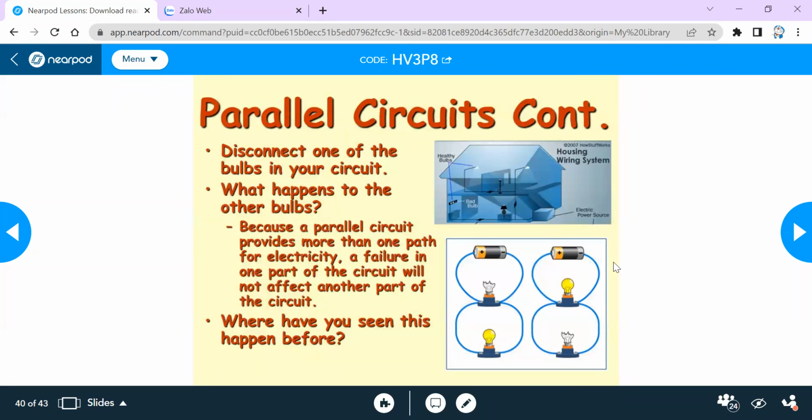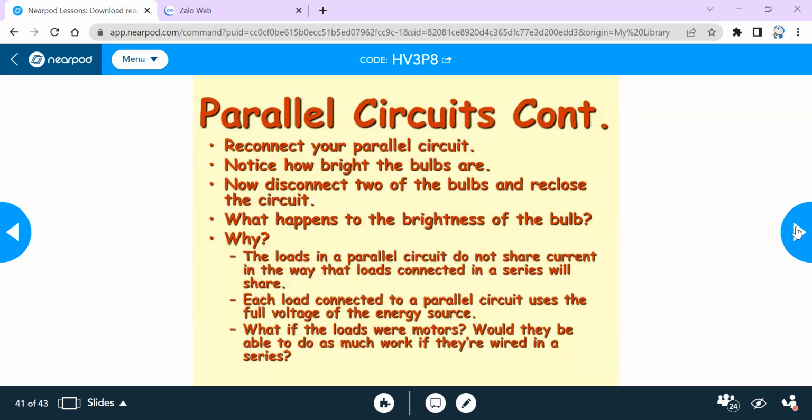If you were to disconnect one light bulb from the parallel circuit, the other light bulb will still work because it's in parallel, and even though it's open here, the current can still flow in the other direction and complete the circuit. Parallel circuits are often used in houses because a parallel circuit provides more than one path for electricity. Therefore, by having a parallel circuit at home, if one part fails, the other part can still be used and work.